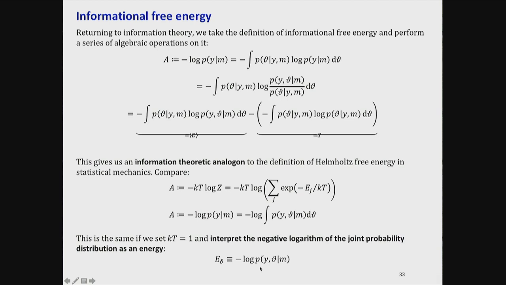So that's what I already said in advance. If you use the negative logarithm of the joint probability of y and theta given m as your definition of energy, then from the information theoretic definition, you get the statistical mechanical one. So this is the correspondence of negative log probabilities to energies. This is the deep and intimate connection between physics and information theory.